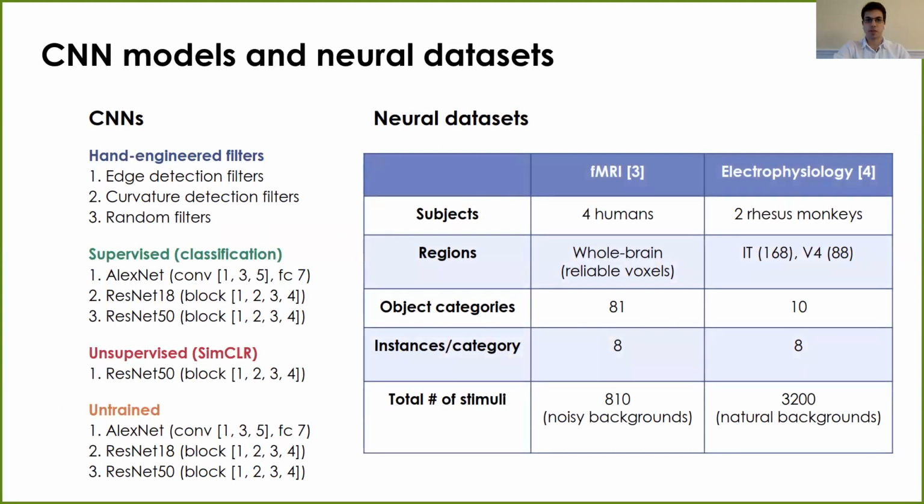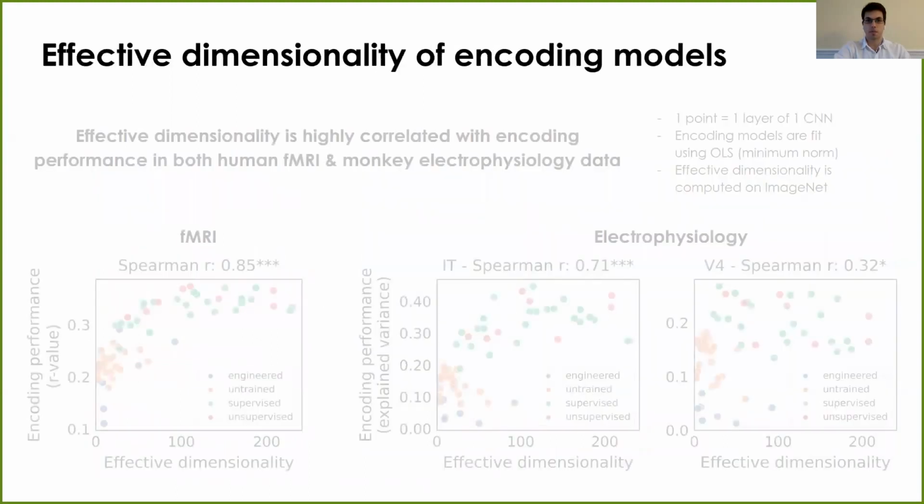And to make sure these effects are robust, we considered a variety of different CNNs and layers, ranging from hand-engineered models to state-of-the-art deep nets. And we also ran our analyses on 2 very different neural data sets. The first being an fMRI data set collected from 4 human subjects, and the second, an electrophysiology data set with recordings from IT and V4 in 2 monkeys.